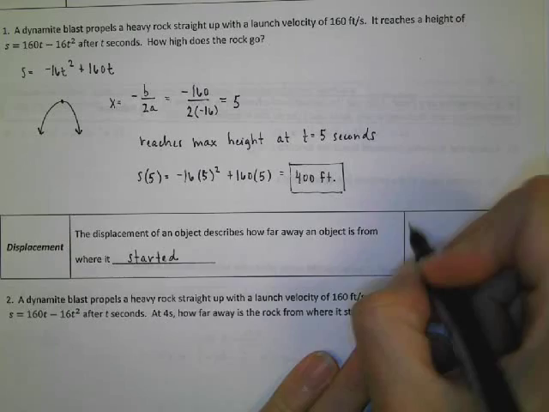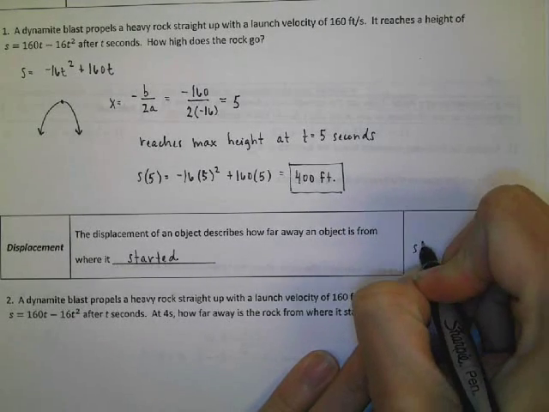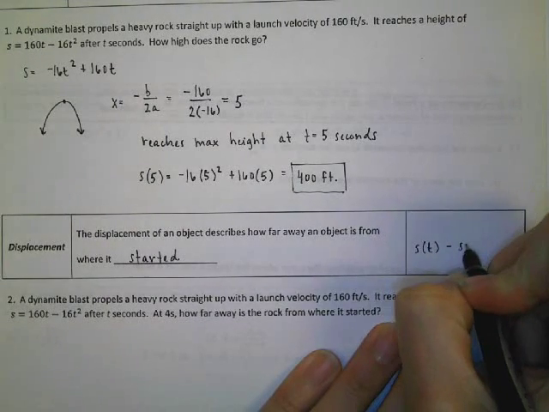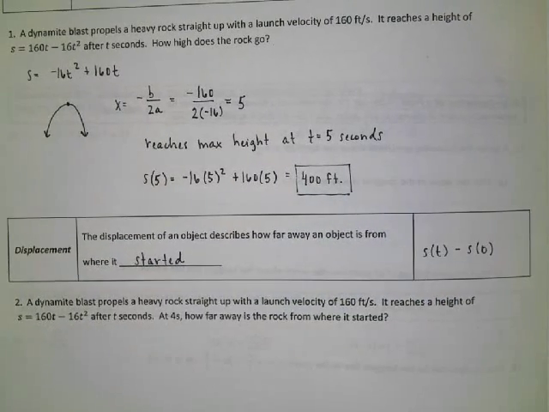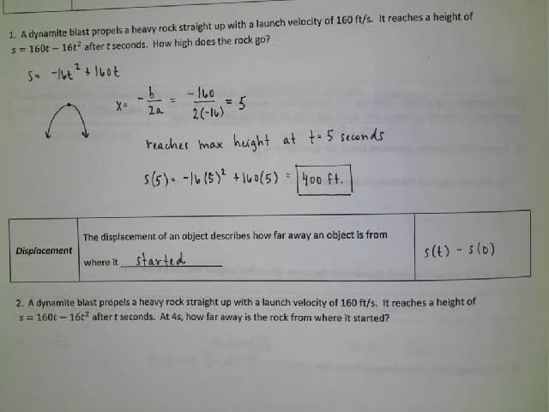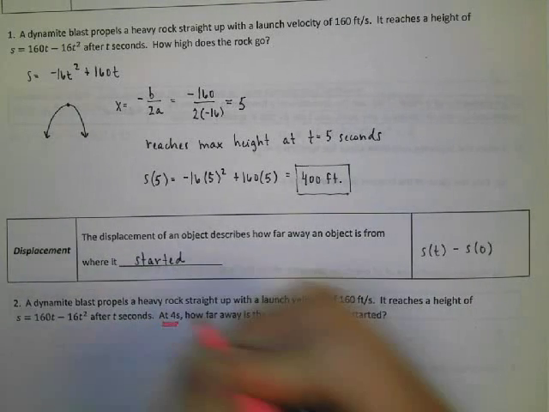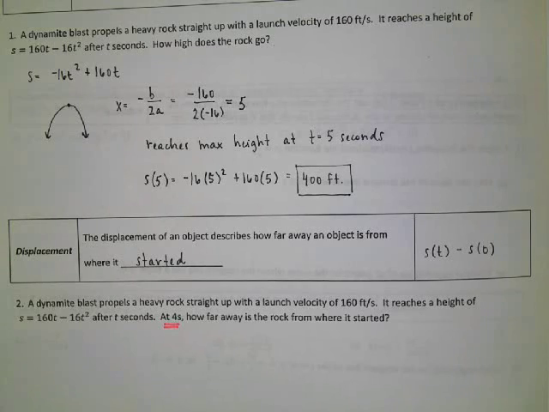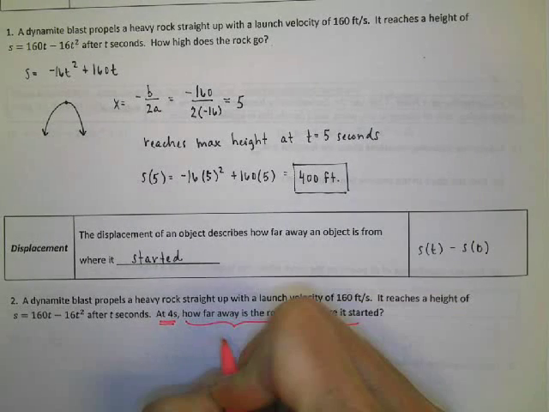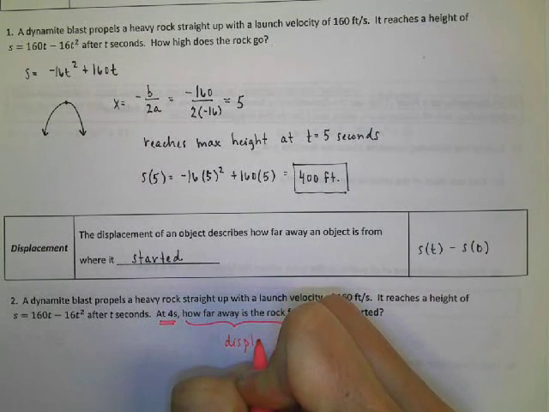So what we're thinking of in terms of symbols, we want to know what is the position at some time t, what's the difference between that and the position at time 0 where it started. So in my example here, again we have our rock that's being propelled up into the air. It wants to know at time equals 4 seconds, how far away is the rock from where it started? And again, when we want to know how far away from where it started, that is our displacement.